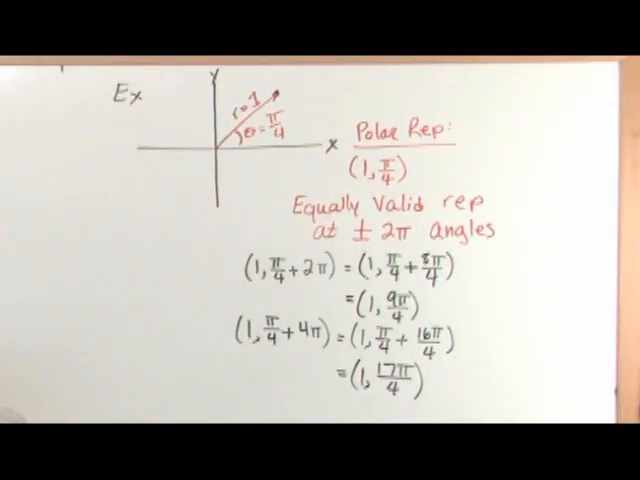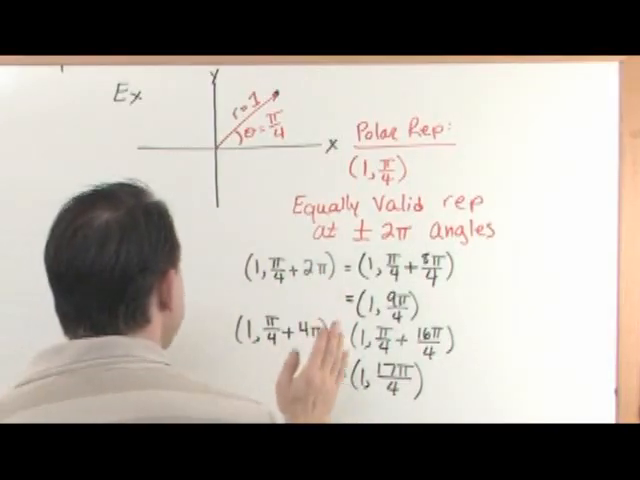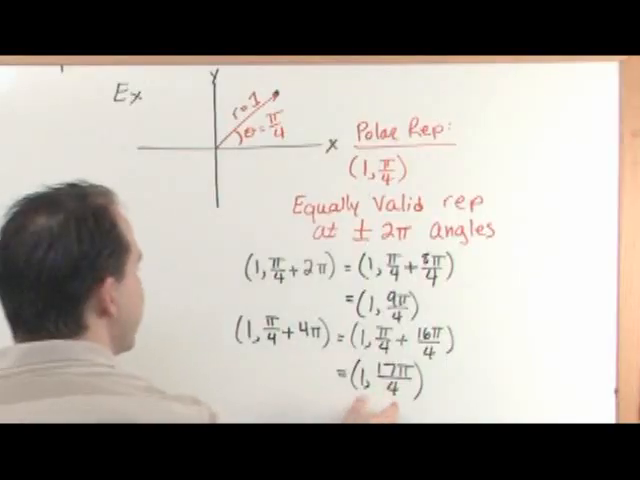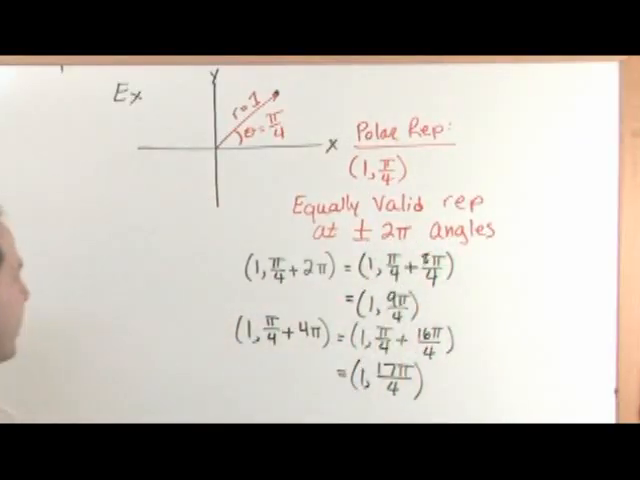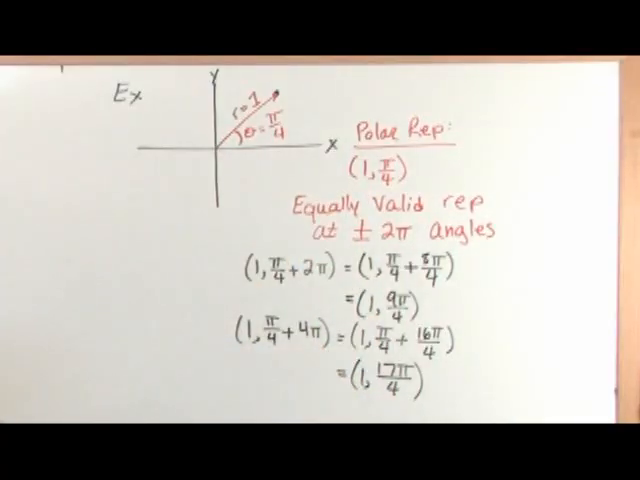So any polar point you have, you can always add any multiple of 2 pi, 4 pi, 6 pi, 8 pi, and so on. You can also subtract them the same way, and you'll get different points, but they're all going to represent the same thing. The long and short of it, the thing I want you to take home, is that polar representations of points have an infinite number of representations in polar coordinates, and they're all equally spaced by 2 pi radians.